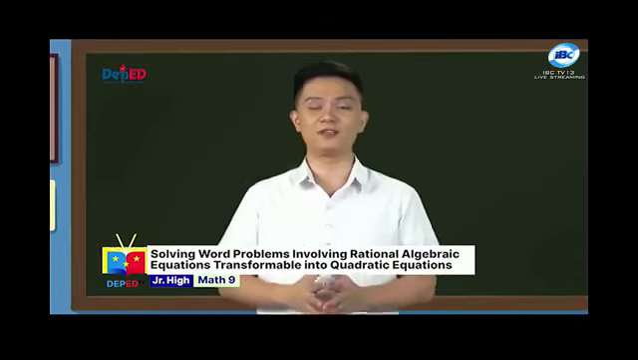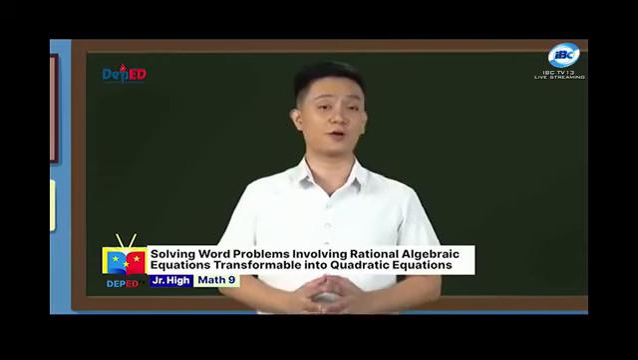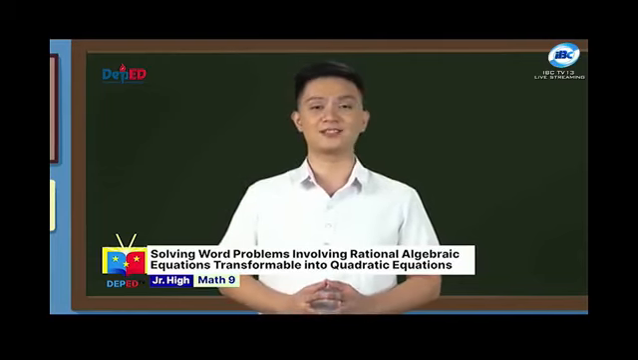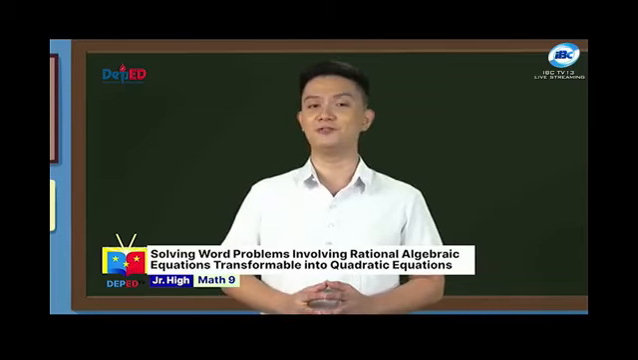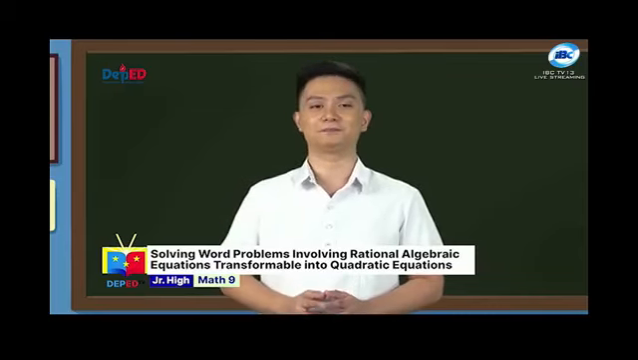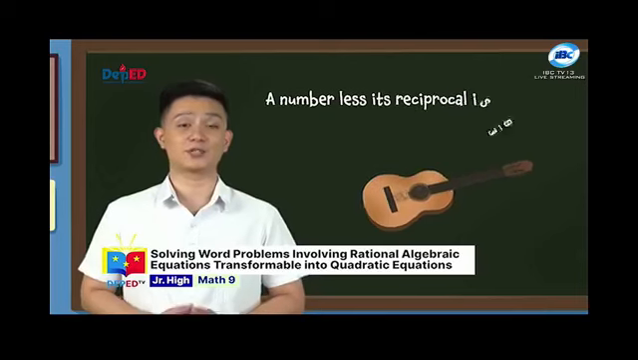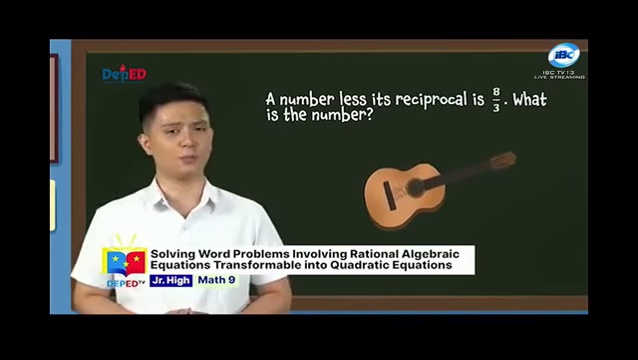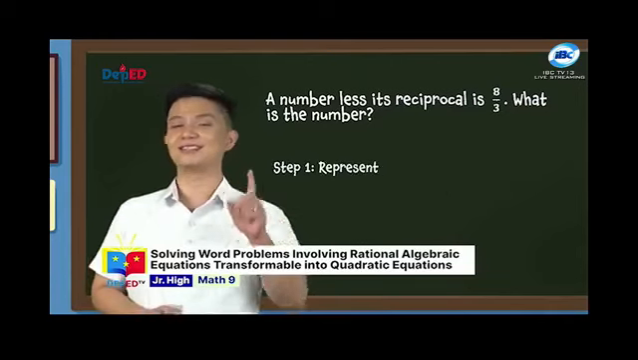In today's episode, we will be exposed to various word problems that involve rational algebraic equations which can be transformed into quadratic equations. A number less its reciprocal is 8 over 3. What is the number?